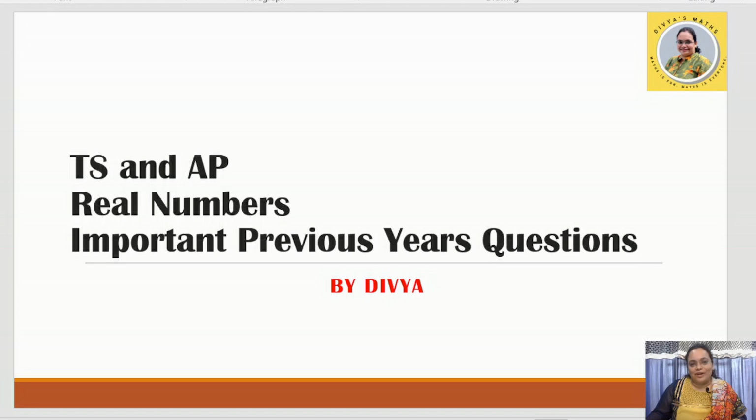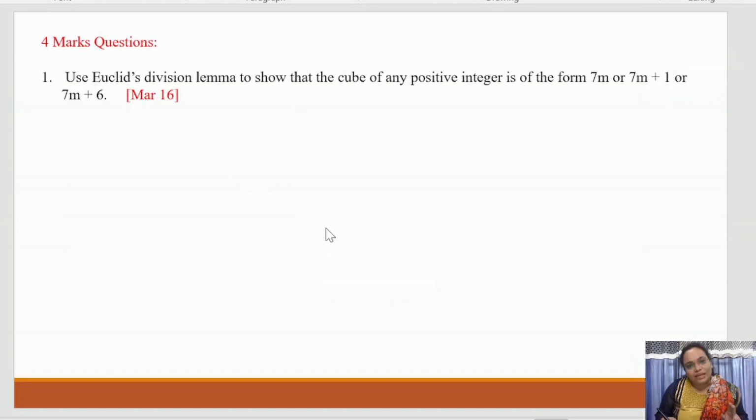To score good marks in maths exam, solving previous year's questions is very important and is a must. Today, we will be solving previous year's questions from the chapter Real Numbers. This is an important and easy chapter to score full marks. So let's get started. You can expect only 2 to 3 questions for the long answer type from this chapter.